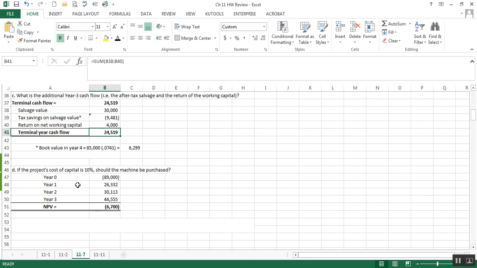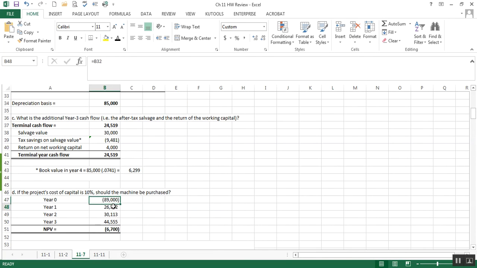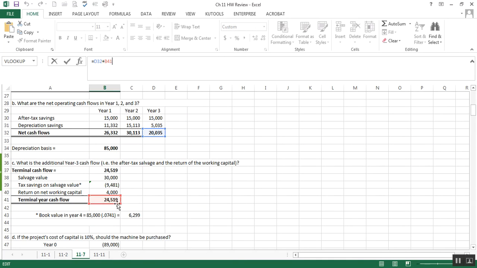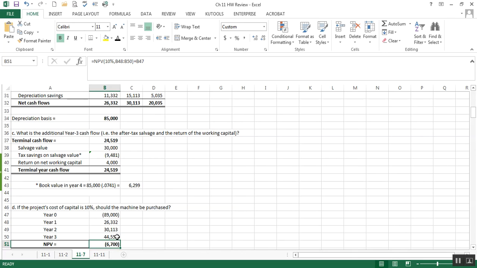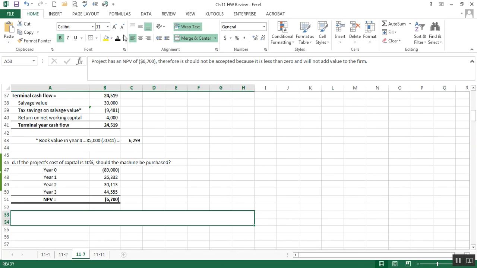And finally, if the project cost of capital is 10%, should the machine be purchased? Let's input our cash flows. Year 0, we'll remember, is 89,000. We put in year 1, 2, and then for year 3, we're actually going to take our year 3 net operating cash flow plus the year 3 terminal cash flow, which is 44,555. Then we use our net present value formula at a rate of 10%, our year 1 through 3 cash flows, and then add our initial cash outlay, giving us a net present value of negative 6,700. Would we accept this project? No, we would not accept it because it's less than 0 and will not add value to the firm.